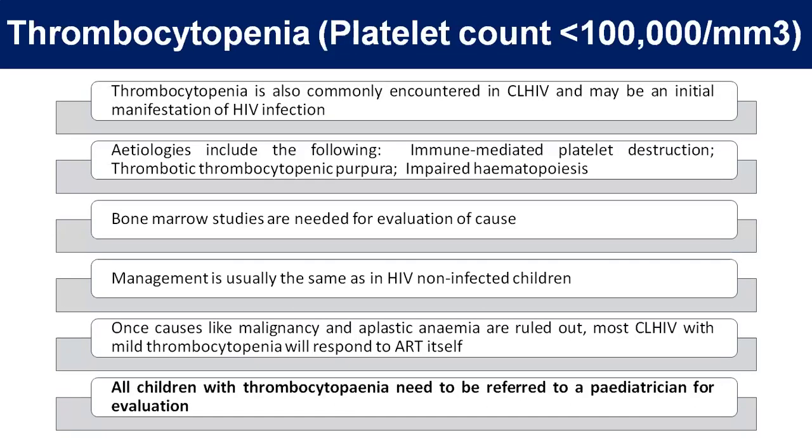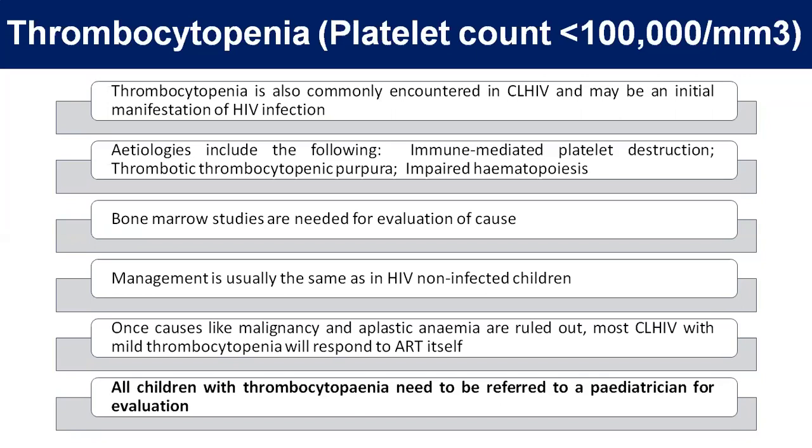Next comorbidity is thrombocytopenia. What is thrombocytopenia? That is a platelet count which is less than 1 lakh. It is commonly encountered in CLHIV and it also may be an initial manifestation of HIV infection. Various etiologies include immune-mediated platelet destruction. It could be TTP. It could be due to impaired hematopoiesis due to bone marrow suppression. So bone marrow studies are needed for evaluation of cause.